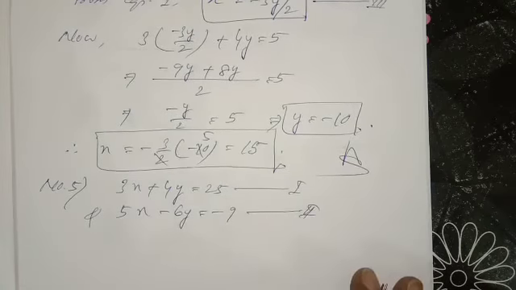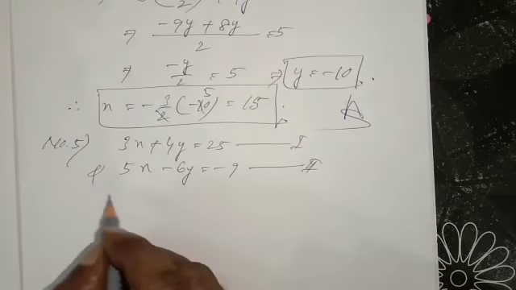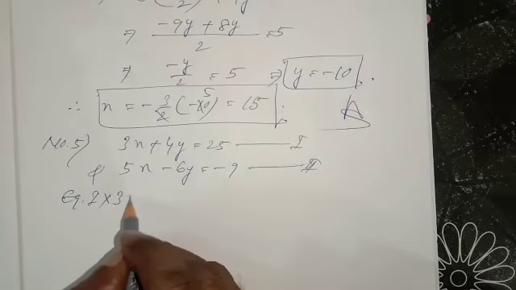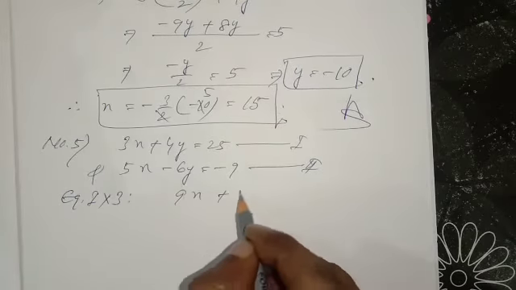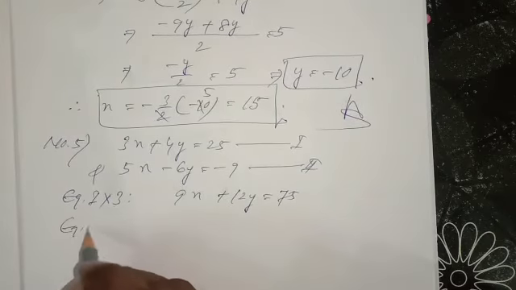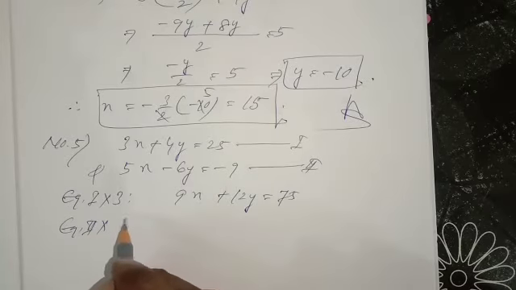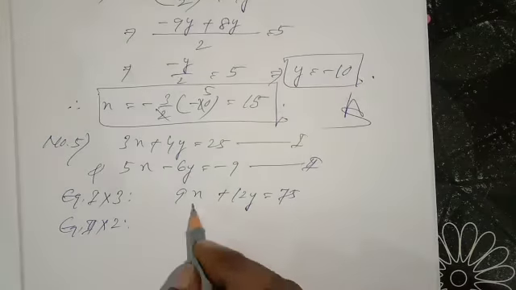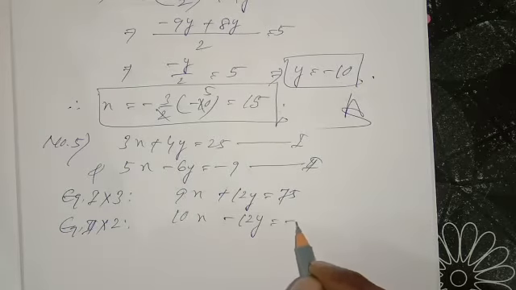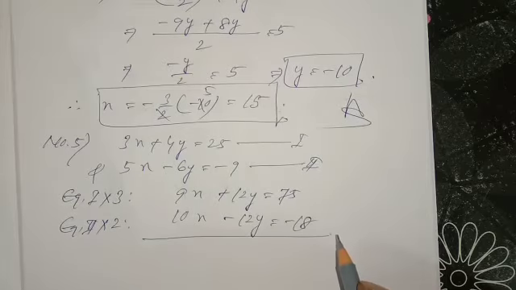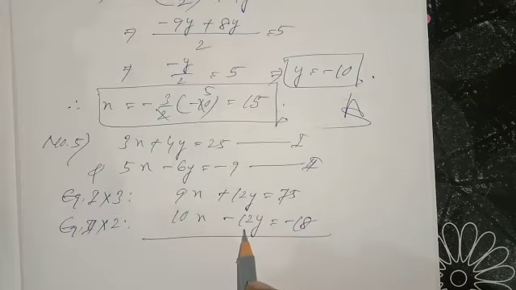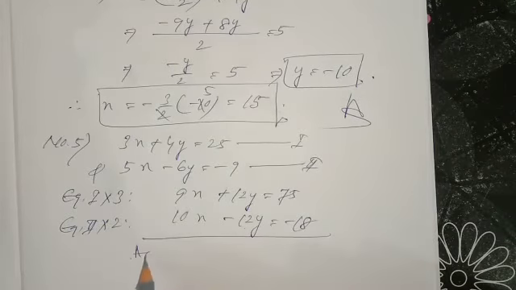This question I am doing by the elimination method. For this, you have to multiply equation 1 by 3 to make it 9x plus 12y, 25 times 3 is 75. Again, equation 2 you have to multiply by 2. This will be 10x minus 12y, and this will be minus 18. To make equal numbers of y, that is 12y, with opposite signs, you have to add.